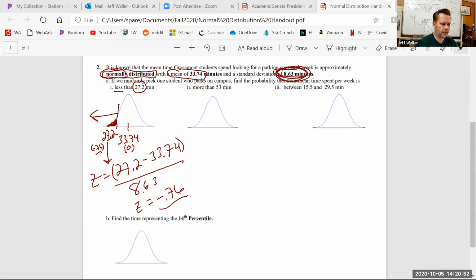So hopefully you guys have a way to access the z-score chart. So if you look up negative 0.76 on the z-score chart, what do you guys get? 2236. 2236. Yes, I like it.